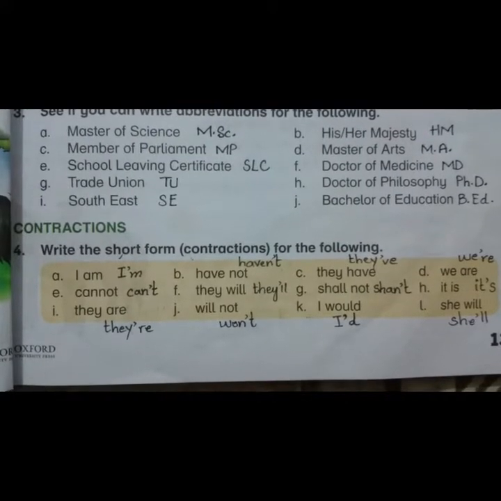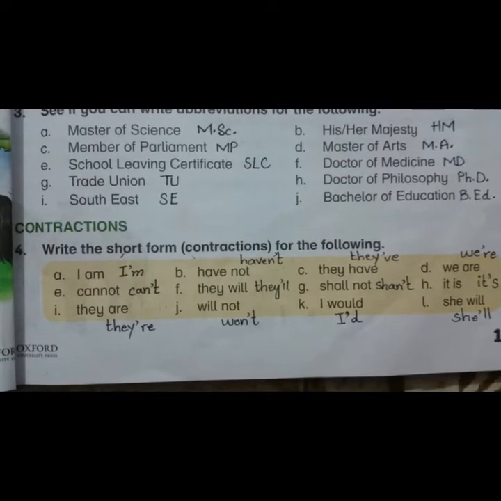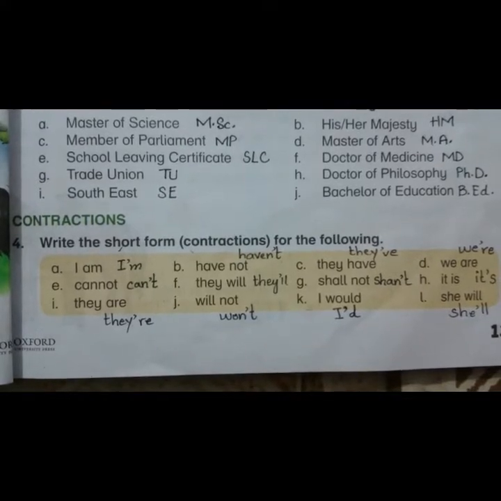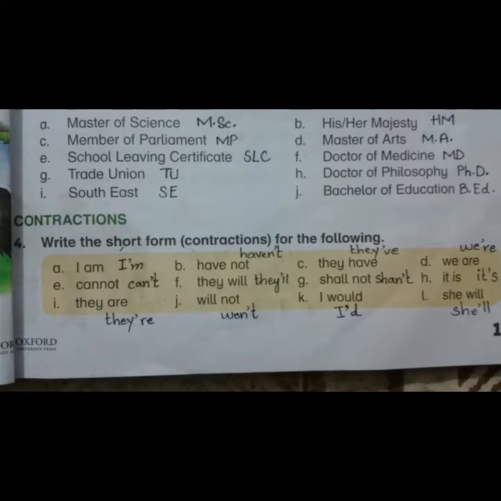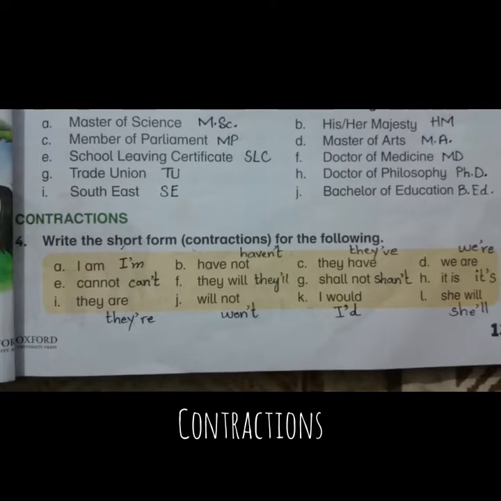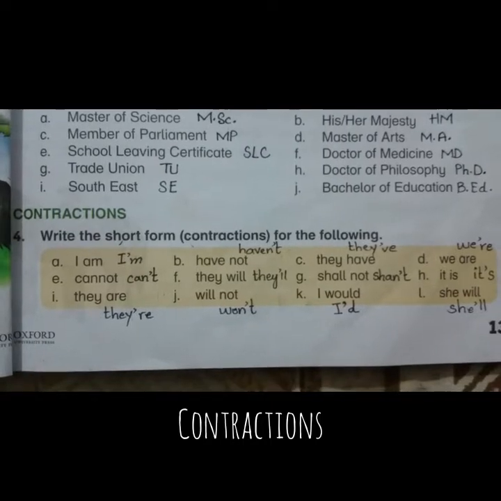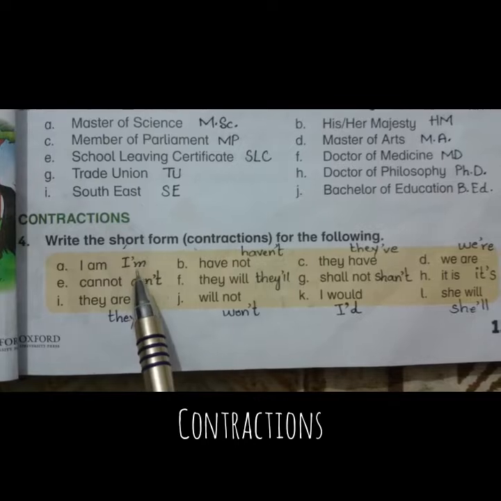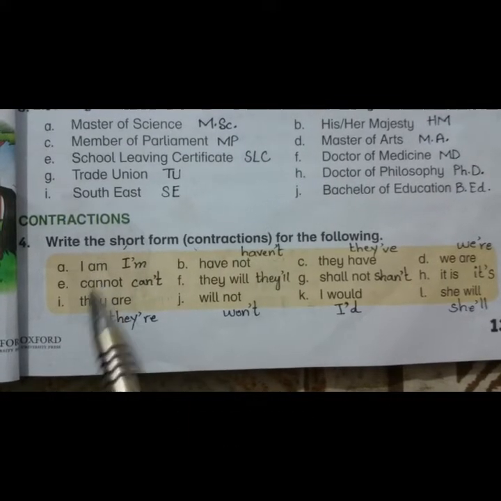So question number 4 is about writing the short forms or the contractions of the given words. So we have read about contractions before. These are also the short forms of writing something, using an apostrophe in the place of those letters that have been left out. So let's see what's the first one. Like I am, the contraction of I am will be I'm. Apostrophe in place of A because it has been skipped out.